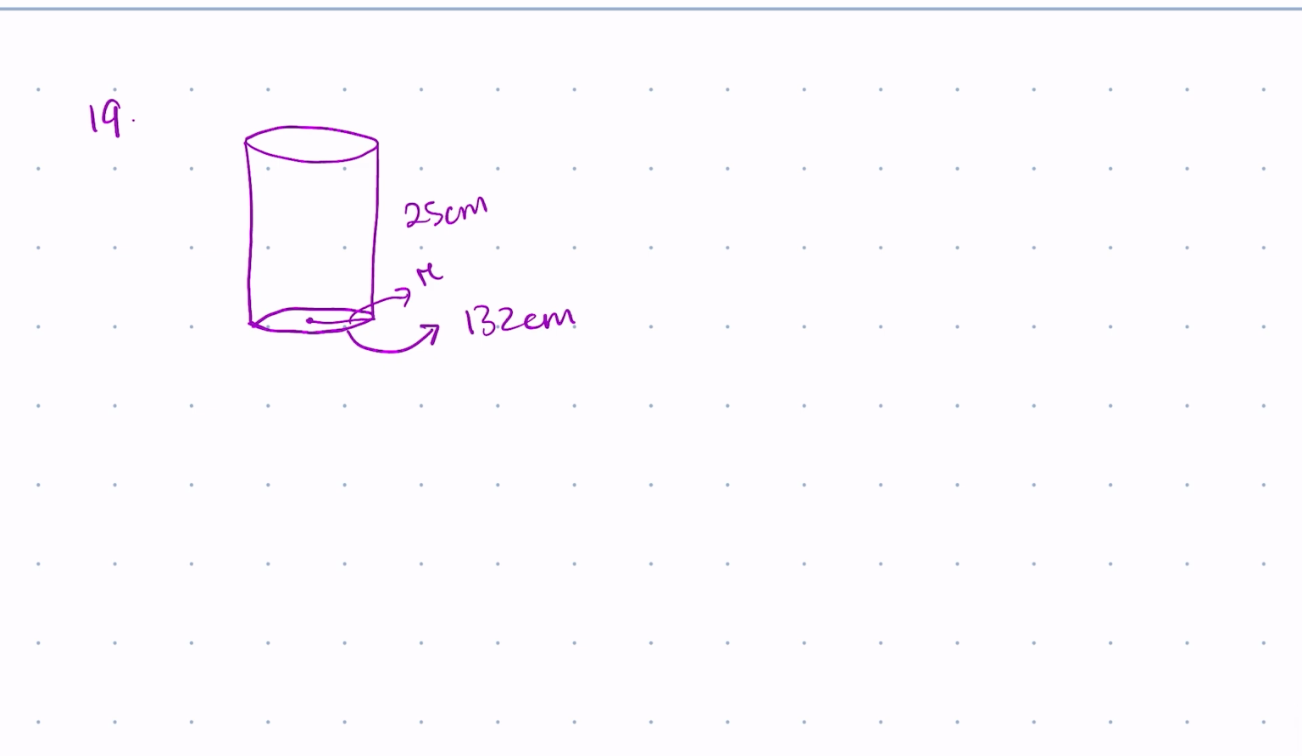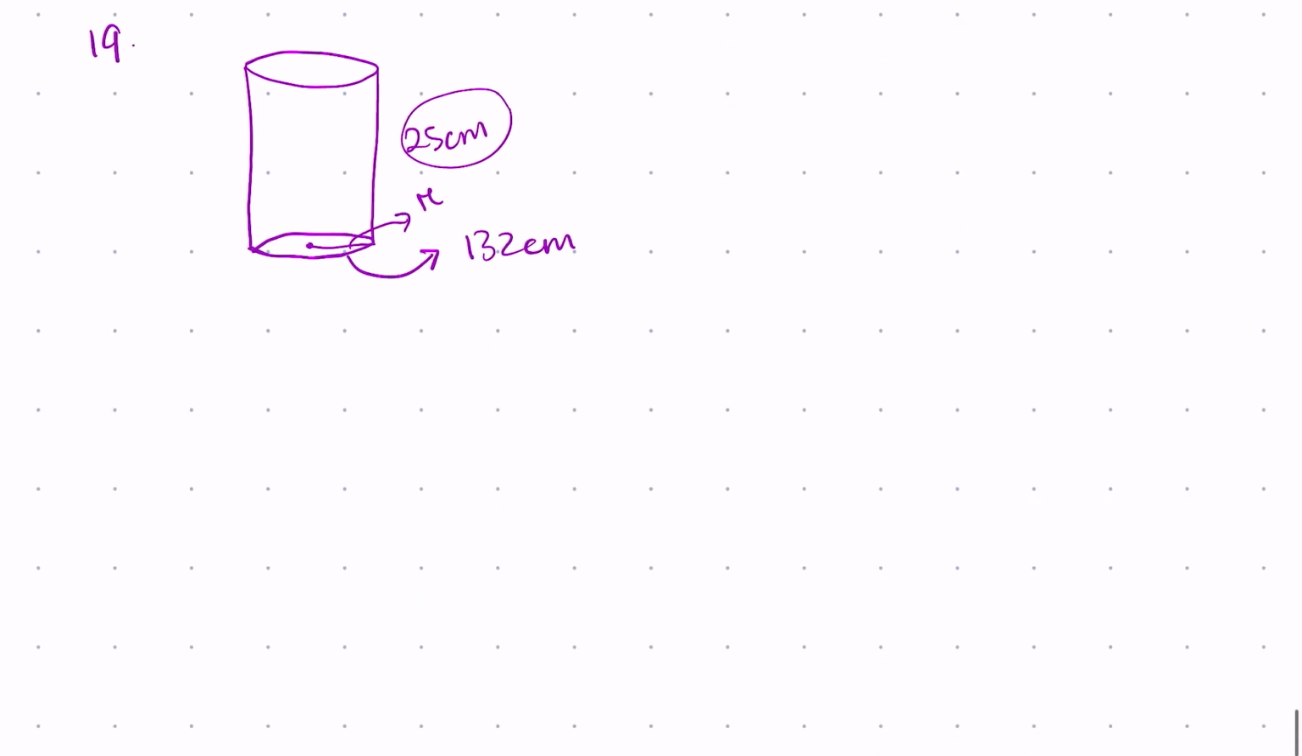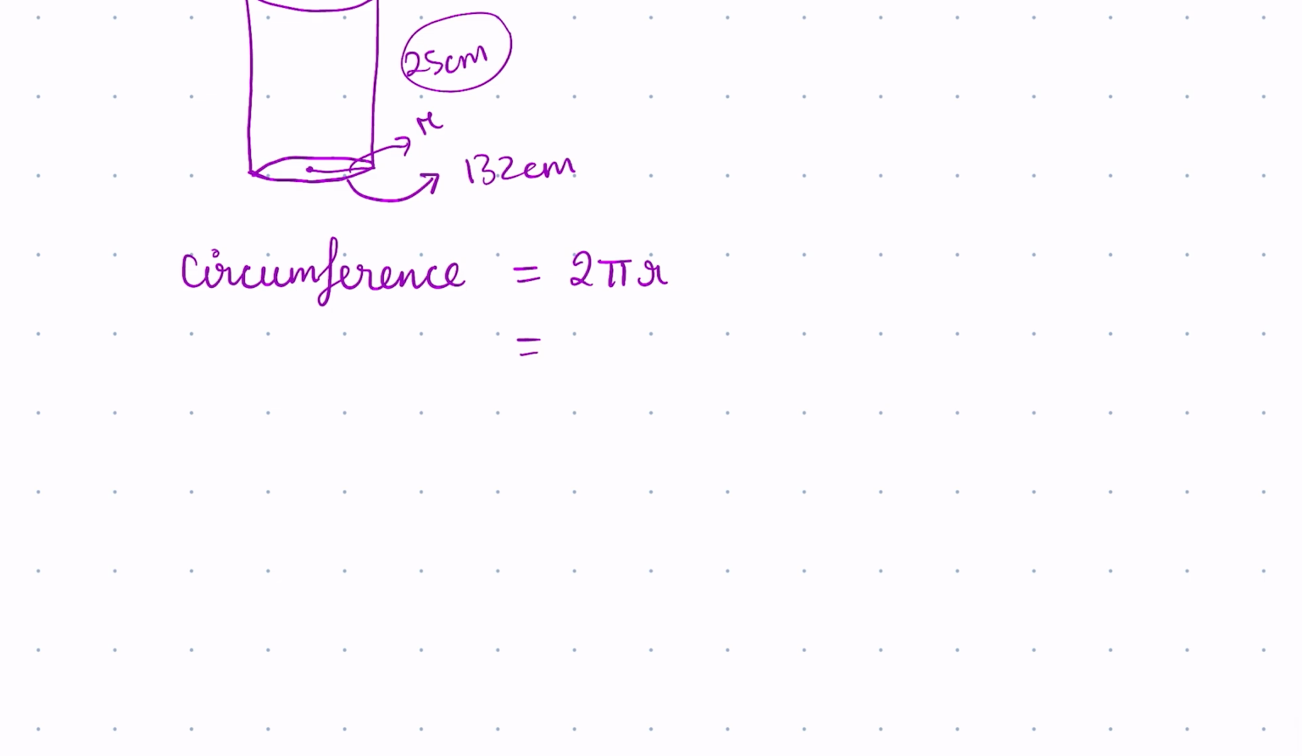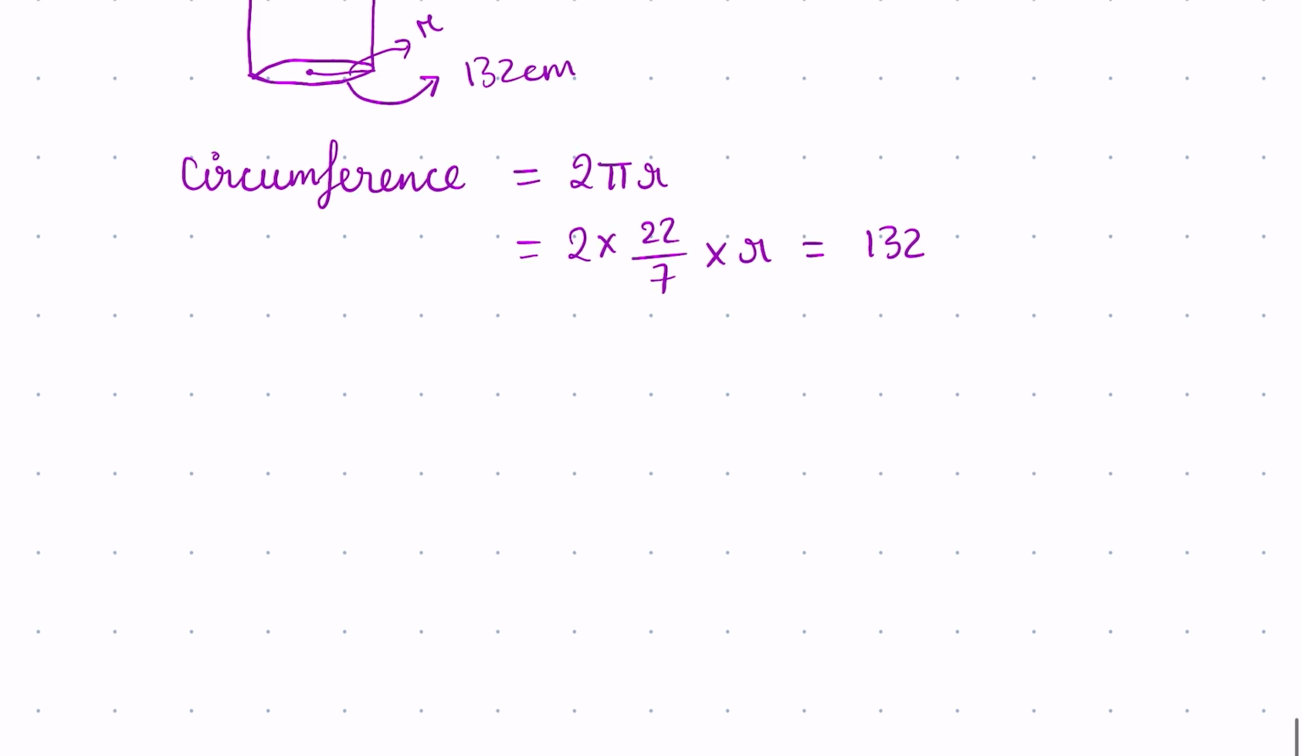We don't actually need to use the height in this case. That's just confusing information. Since the circumference is given, what's the formula for the circumference? Well, circumference is nothing but 2 times pi times r, which is 2 times 22 by 7 times r. We don't know r, but we know the circumference, that's equal to 132. So we can easily find r from here.